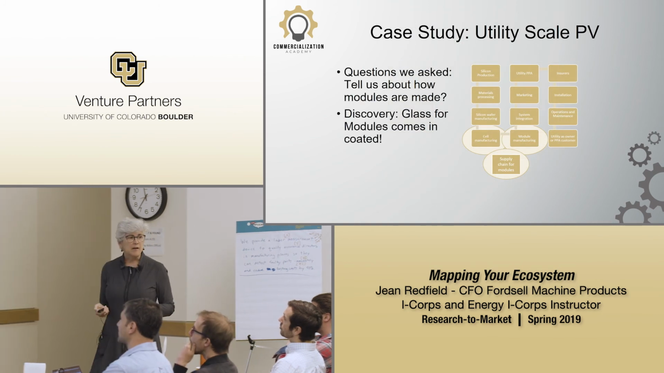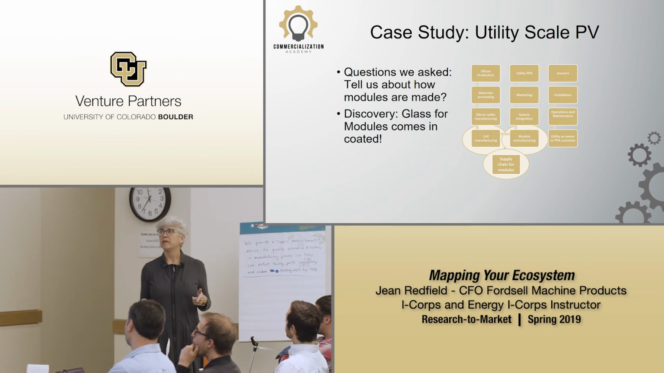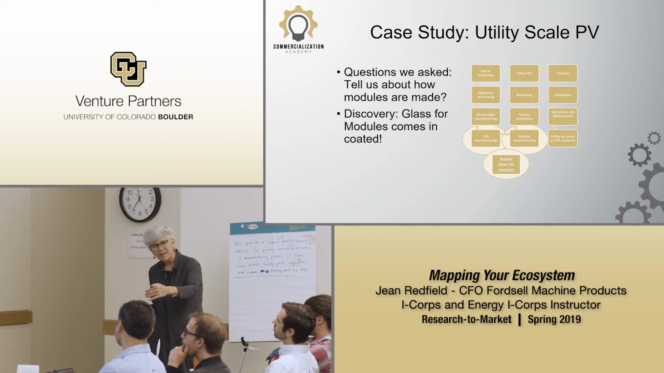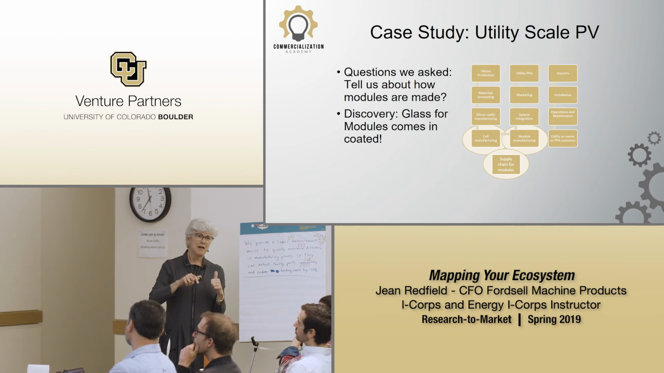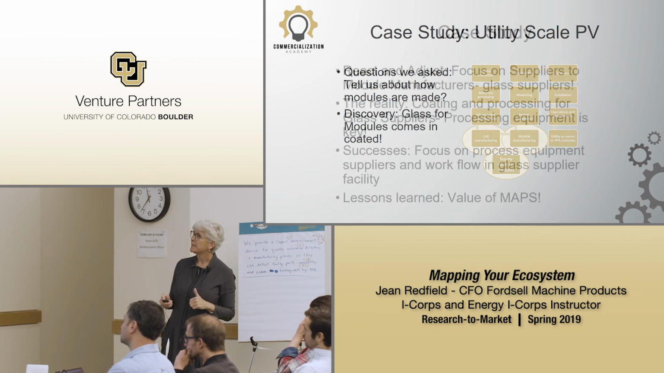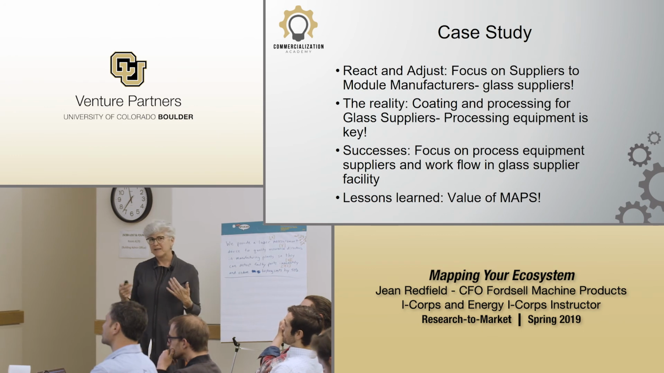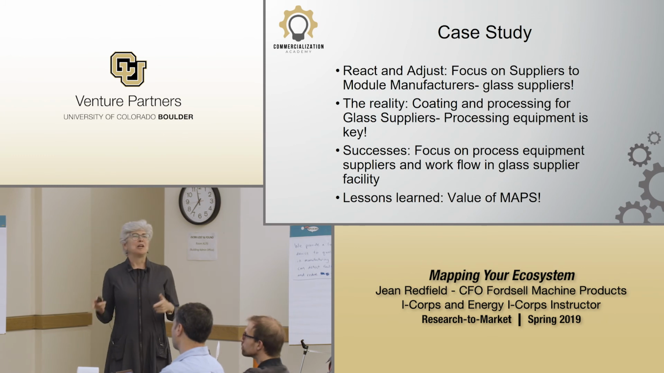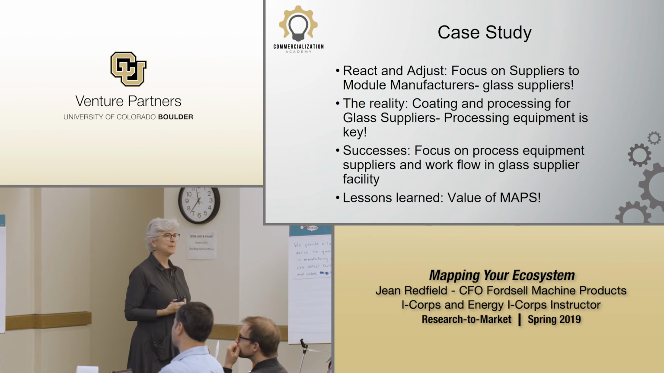They asked, so tell us how modules are made. And one of the things they discovered is the modules come in already coated. So the idea of them selling their coating to the manufacturer, oops, not going to happen that way. So they realized they had to go out of what they thought their original value chain was and understand that supply chain for the modules differently. They ended up understanding that their actual highest value add was licensing their technology to the company that produced the machines that put the coating on the glass.